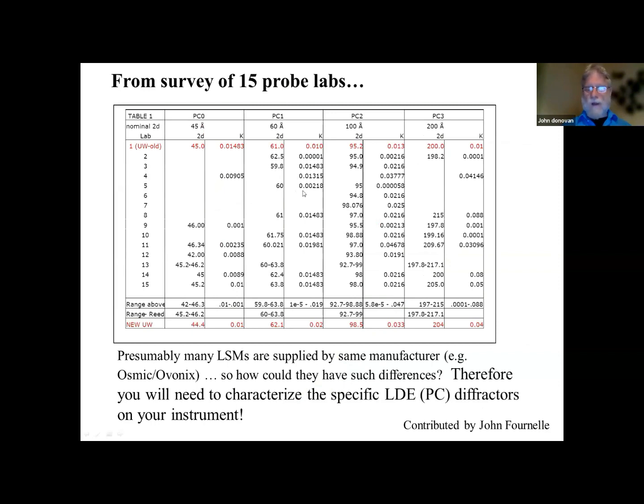I don't know what Ovonics, Osmic used to be called, is doing now, but my experience and John Fournelle's experience was when they tell you the 2D spacing of the crystal, they're measuring that by a cross section looking at an SEM, and they don't account for the refractive index effect. And so you need to include that, and that's something you can look up on the forum. There are explanations there about it. But John found, for example, on his 60 angstrom nominal 2D, he went from 61, which was the manufacturer reported result, to 62. So quite a large change there.